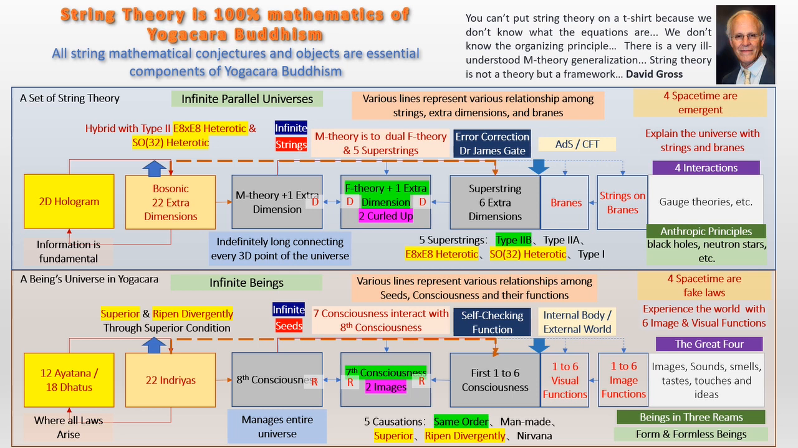There is one point in this diagram which was not covered. Dr. James Gates has a version of string theory which doesn't have extra dimensions. But he found error correction codes. In Yogacara Buddhism, this is part of the functions of consciousness, which is self-checking. David Gross said, "You can't put string theory on a t-shirt because we don't know what the equations are. We don't know the organizing principle."